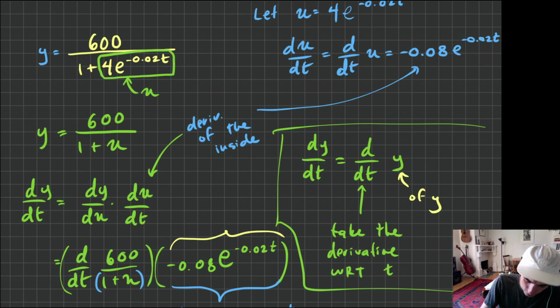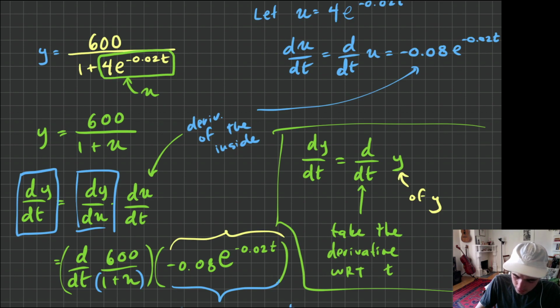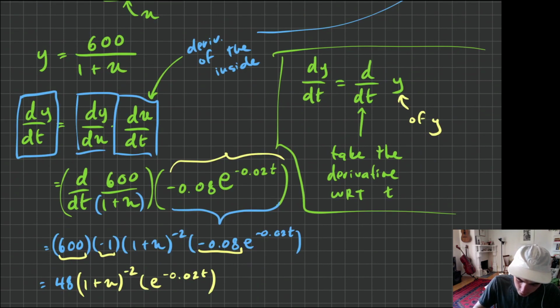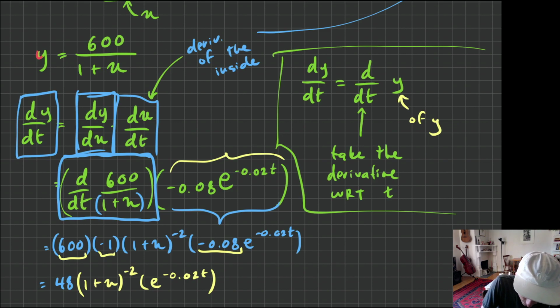So when I take the derivative of y with respect to t, like right here, I'm going to use the chain rule. So basically, I'll take the derivative with respect to u, but then I have to multiply by the derivative of u with respect to t, right? That's what the chain rule is. So taking the derivative of y with respect to u, that's this portion right here. So this is y. Maybe I'll try to do a better job of color coding this. So y is equal to 600 over 1 plus u, and that's what this is.